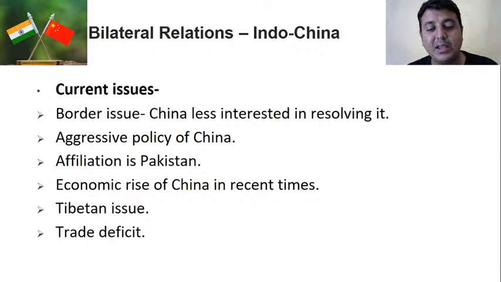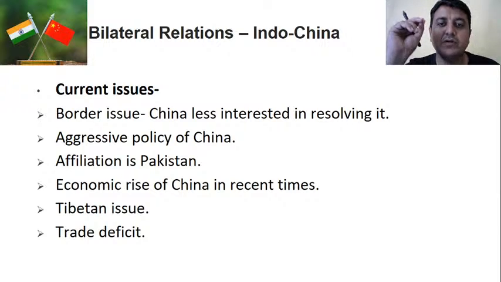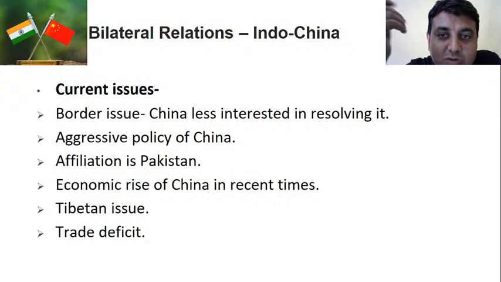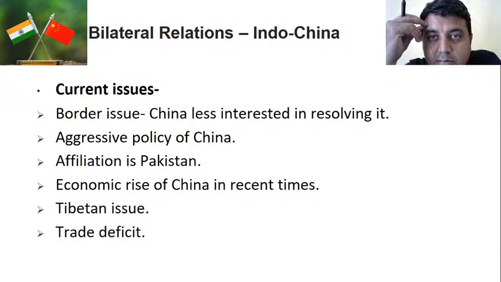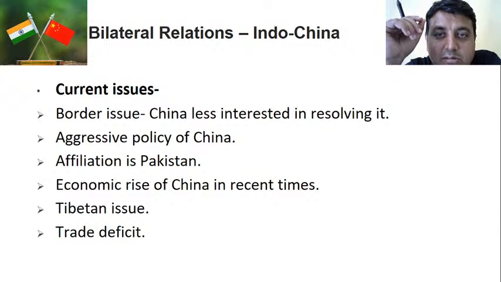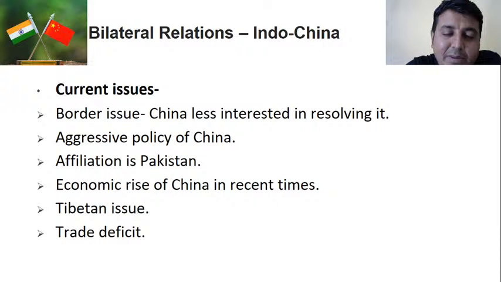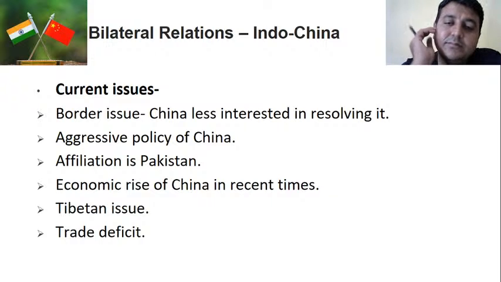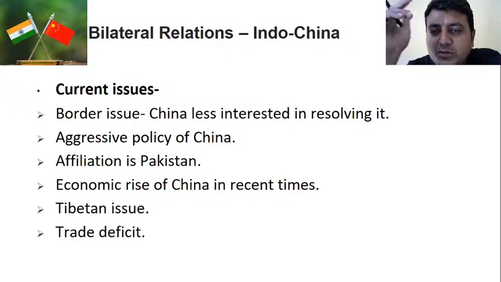Now, my question to you: economic rise of China in recent time, it is also a matter of concern for India. Why? China is making progress. Are we jealous of China? Are we in the same category as Pakistan, that if any country is making progress, it's not acceptable for us? Is that the case? Why this matter of concern? Yes, everyone, what do you think? I'm waiting for your reply. Just use your common sense.